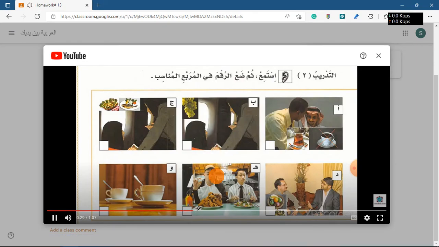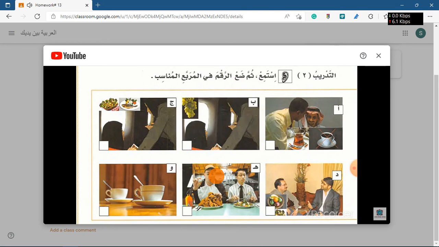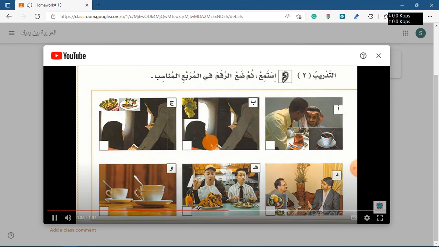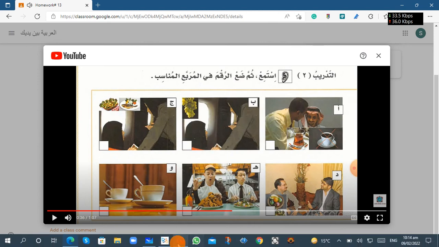ثلاثة. ماذا تفضلين من الفاكهة؟ أفضل العنب. ماذا تفضلين من الفاكهة؟ أفضل العنب.